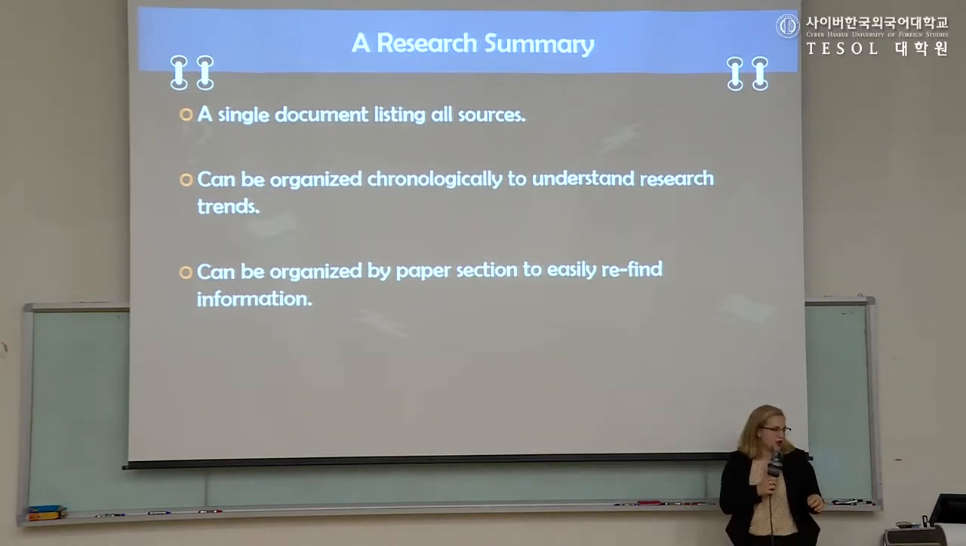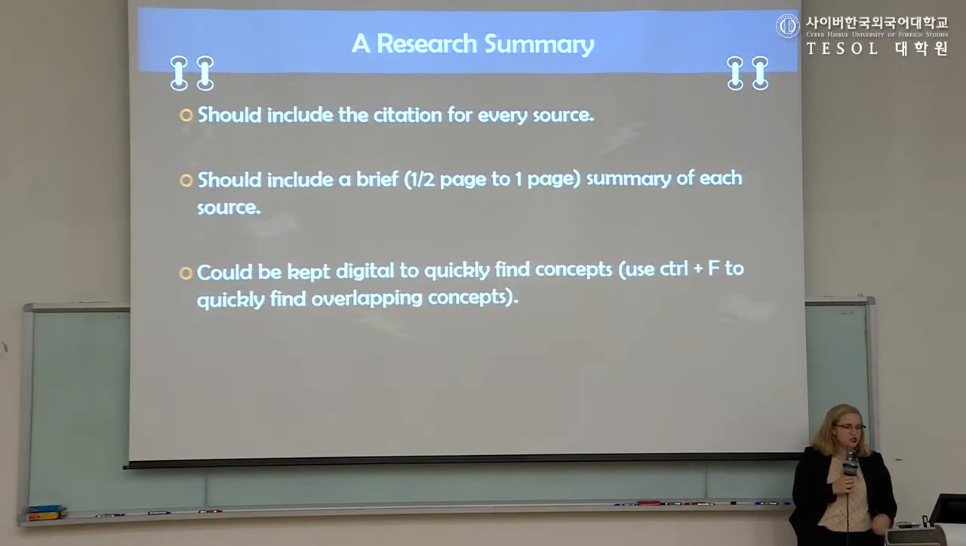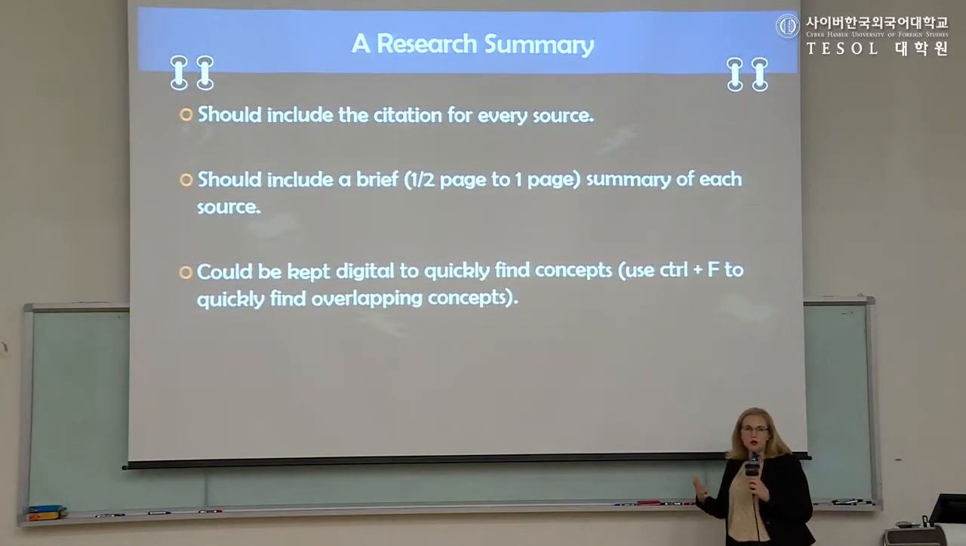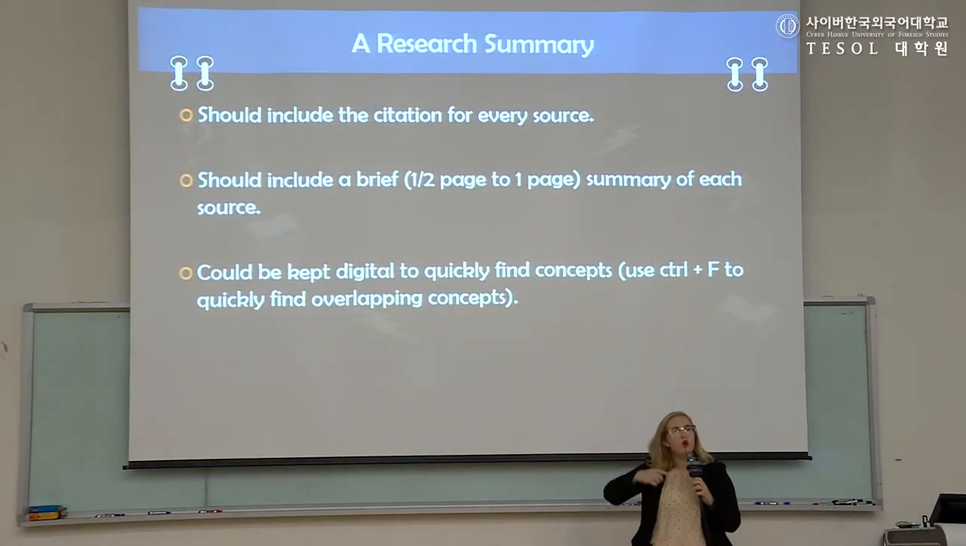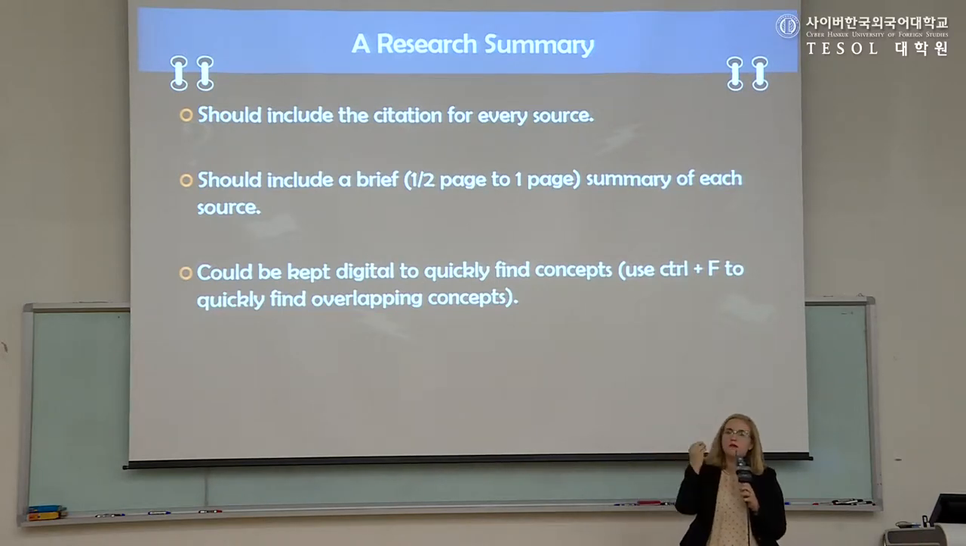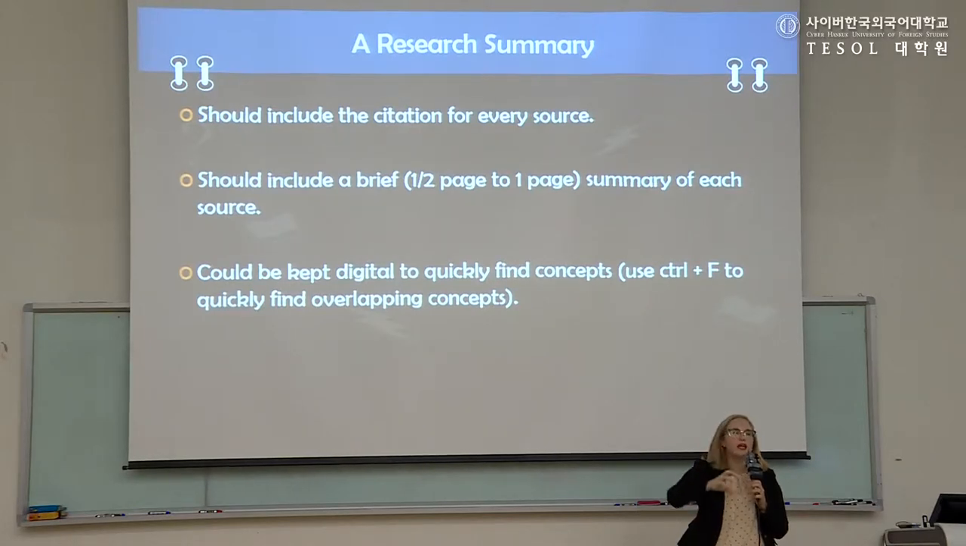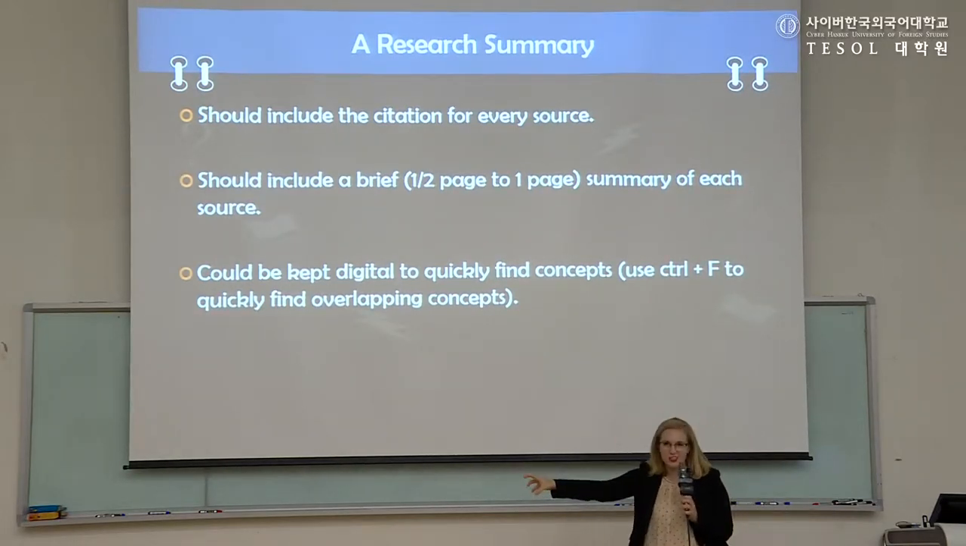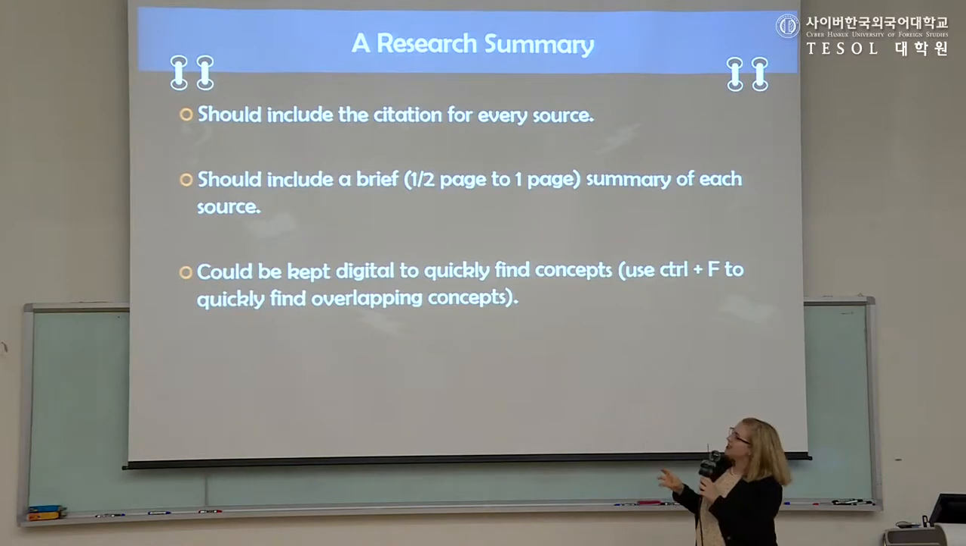So every time you get a source, you will add it to your research summary. And then if you want to remember a source or remember where to find something, you do Control F in the document, type in what you want to find, and it's there. It's there in the summation. It tells you what source it is, right? We're creating an organizational strategy. Not writing a paper, we're organizing our thoughts.